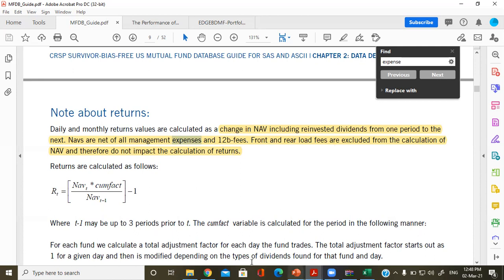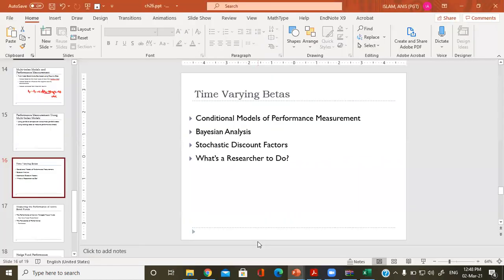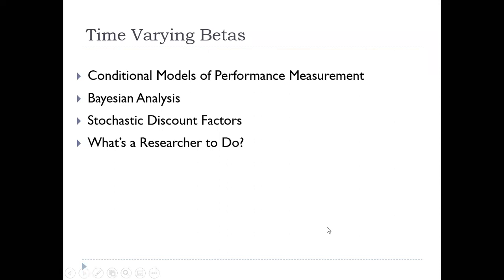Sir, what do you understand by the 12B fees? 12B fees are the fees incurred by the fund to distribute the investment unit. For example, the fund has to incur some promotional expenses to attract the investors. Are you familiar with this? If a fund has to reach the investors, the fund has to incur some promotional expenses. Yes, sir. Okay, those expenses are covered in 12B fees.